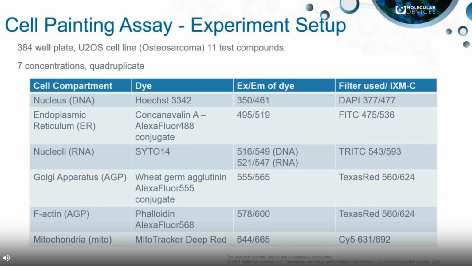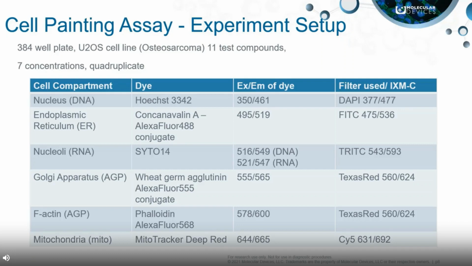So U2OS cells were seeded in 384-well plates, and 11 different compounds were tested at 7 concentrations, and this was done in quadruplicate. This table here shows the dyes that were used and the cellular compartments that they label, and also the filter sets that are used to detect these compartments. Now, I want to draw your attention to the Golgi and actin filament over here.